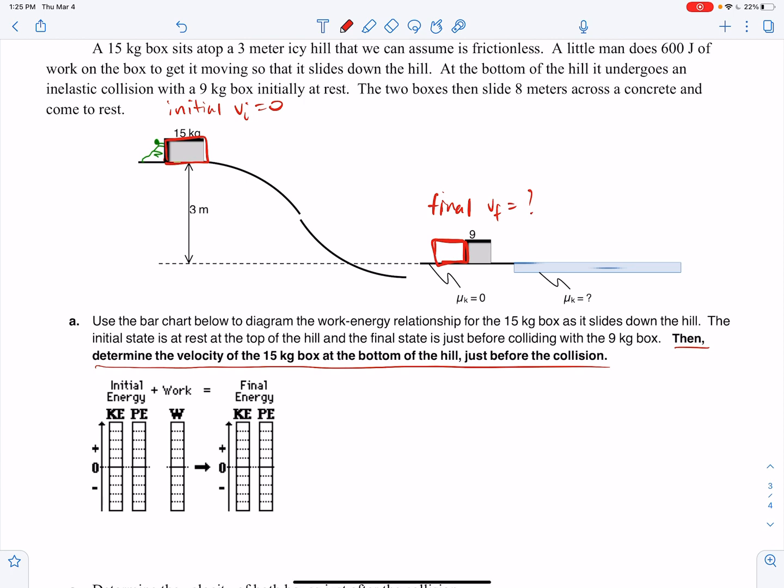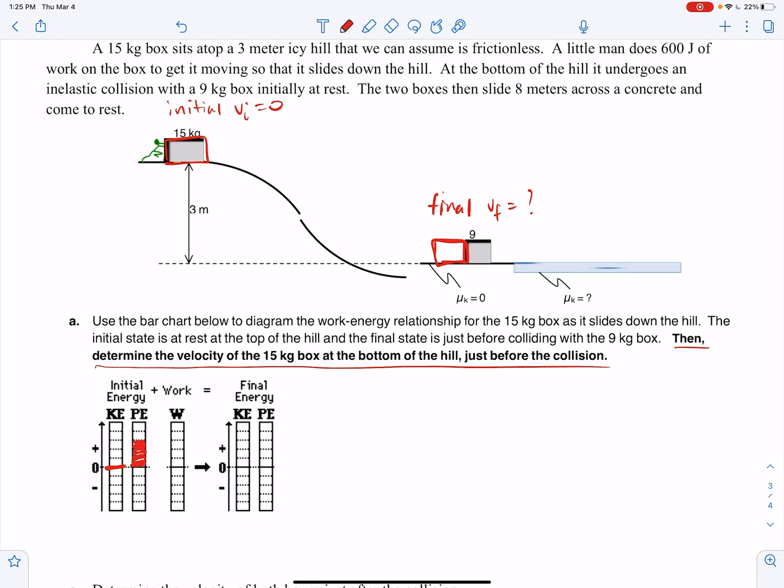All right, so using this conceptual diagram, a work-energy bar chart, how is the energy and the work moving in this situation? Well, up here at the top, the box is initially at rest, so it has no kinetic energy. But it has this 3 meters worth of height, so it does have some potential energy. So I'm going to give it some amount of potential energy. I'm just making up 3 bars.